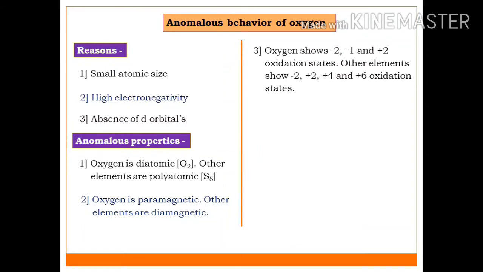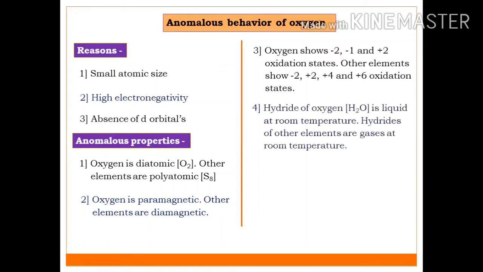Oxygen shows -2, -1, and +2 oxidation states. Oxidation states of oxygen you have studied in detail in 11th standard in the chapter redox reactions. But other elements of the group show -2, +2, +4, and +6 oxidation states. The hydride of oxygen, that is water, is a liquid at room temperature. But hydrides of other elements are gases at room temperature. For example, the hydride of sulfur, H2S, is a gas.